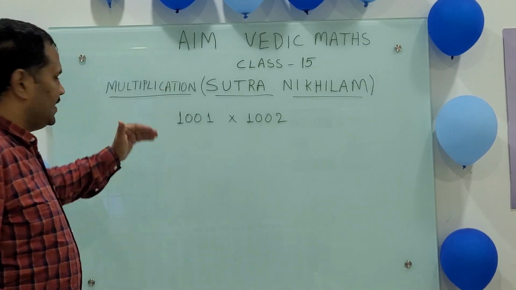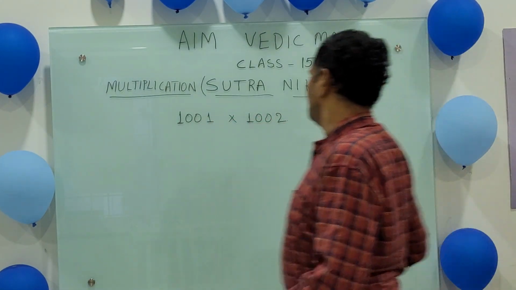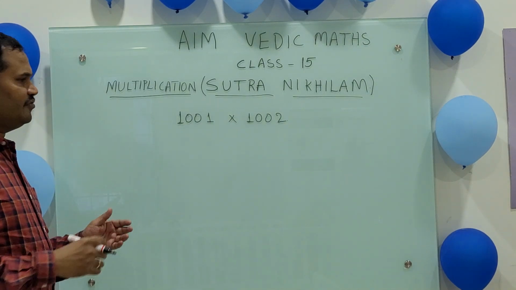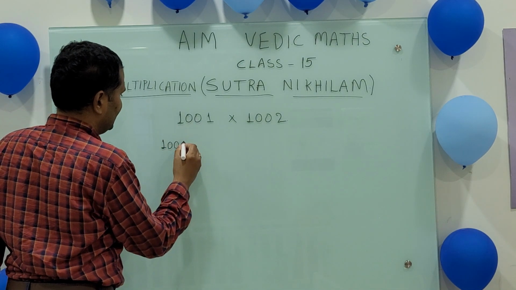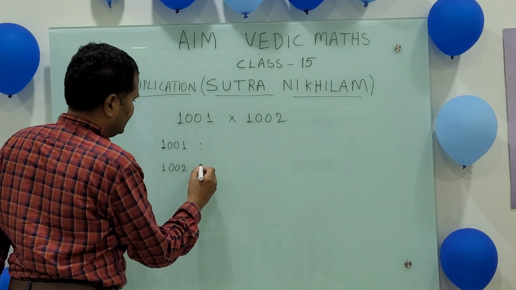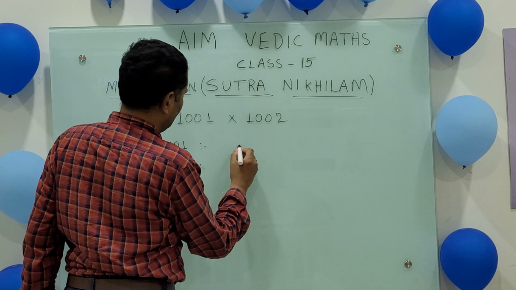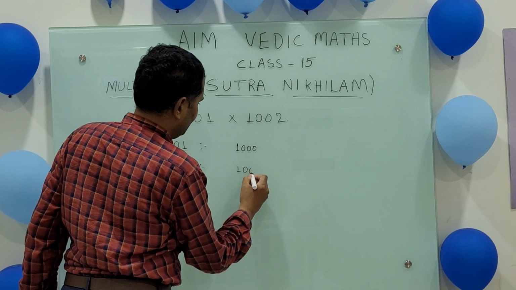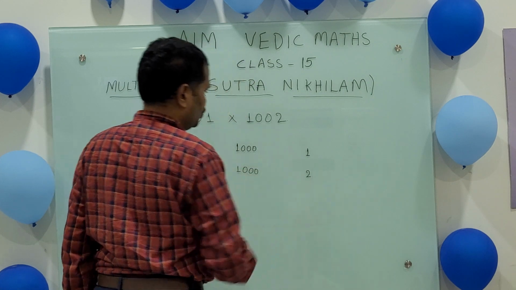First, if it is easy for you, then forget about the Sutra Nikhilam for this number. That's number 1. If it is difficult for you to find the product of these two numbers in your own known way, then let's learn from the Sutra Nikhilam how we can do it. First and foremost, let's write these two numbers to understand in a neat manner: 1001 and then 1002. So now we are writing the base for these two. The base for these two is how much? 1000 is here and here also 1000, and the deviation for this is 1, deviation for this is 2.